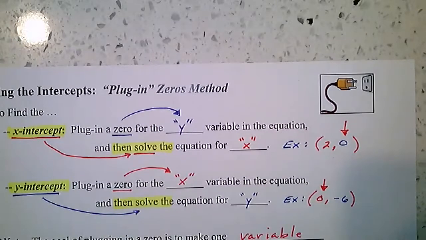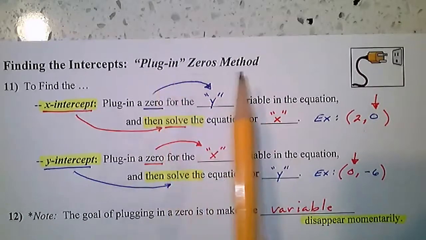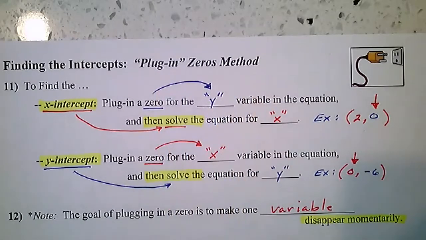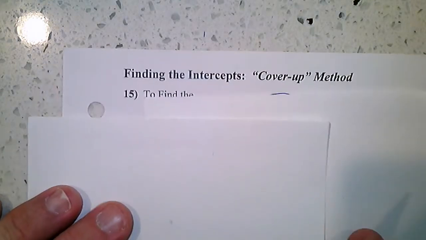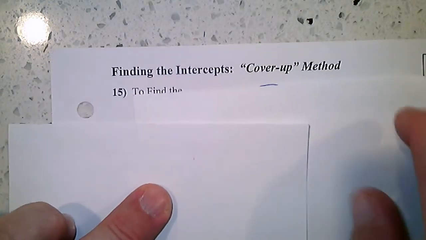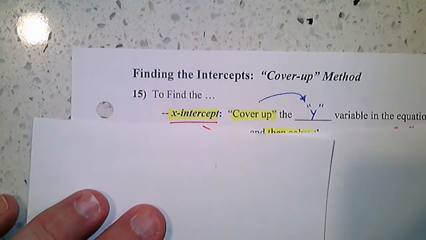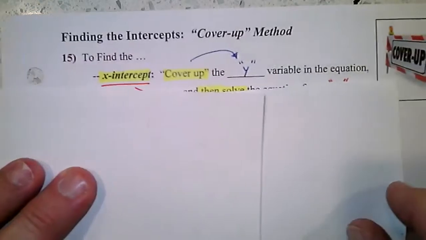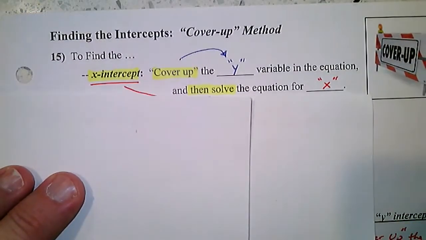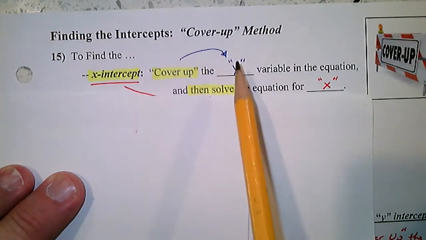Now I'm going to show you, on the last page, an even faster way. It's kind of the plug-in zeros, but with a little twist. This one is called the cover-up method. We're still trying to find the intercepts of a function, but if I want to find my x-intercept, instead of plugging in a 0, I'm going to just cover up the y.